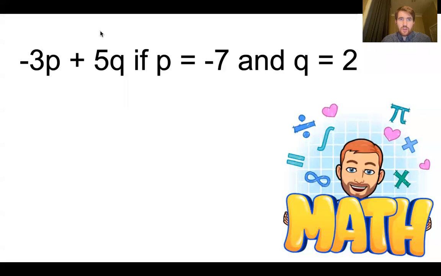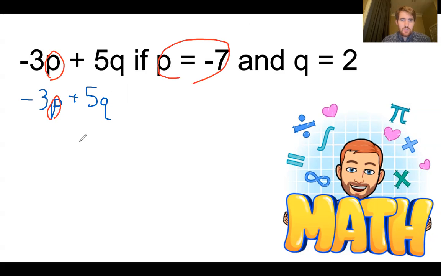This one, we have 2 variables: -3p plus 5q, if p equals -7 and q equals 2. So we'll start with -3p plus 5q. And now we're going to replace p with -7, right? So p is equal to -7. So we'll put that in parentheses.